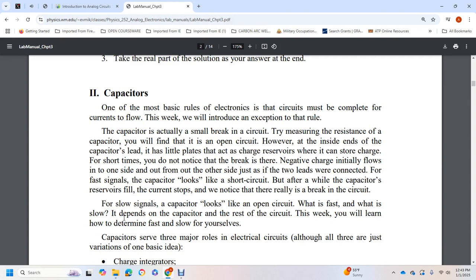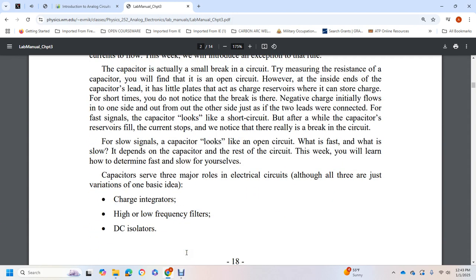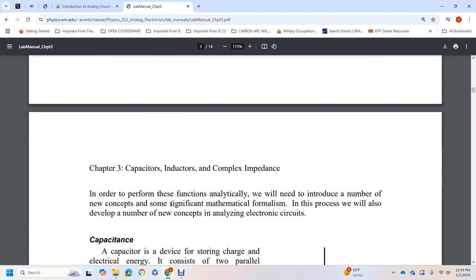This week you learn how to determine the fast and slow response of circuits with a capacitor. Capacitors have three major roles in electronic circuits, although the three are just variations of one basic theme: integrators, high and low frequency filters, and DC isolators. In order to perform a functional analysis, we'll need to introduce a number of new concepts and some significant mathematical formalisms.